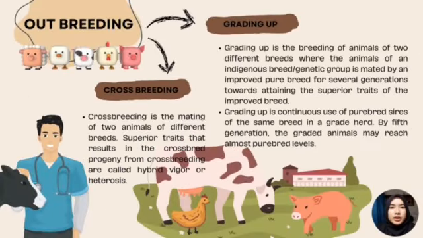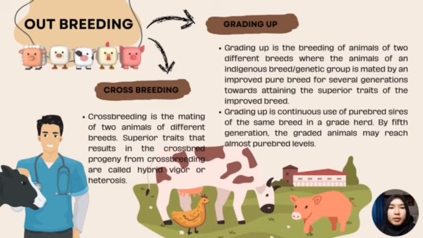Outbreeding. The outbreeding system, that is breeding of unrelated animals, male and female, is generally of two types: crossbreeding and grading up. Crossbreeding is the mating of two animals of different breeds. Superior traits that result in the crossbreed progeny from crossbreeding are called hybrid vigor or heterosis.